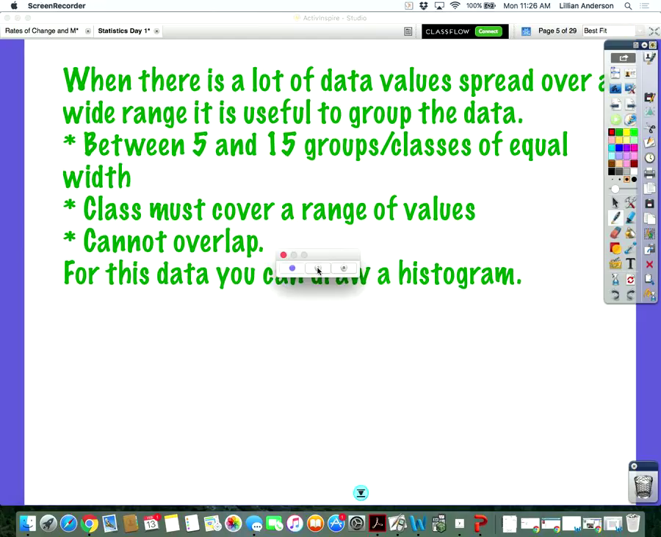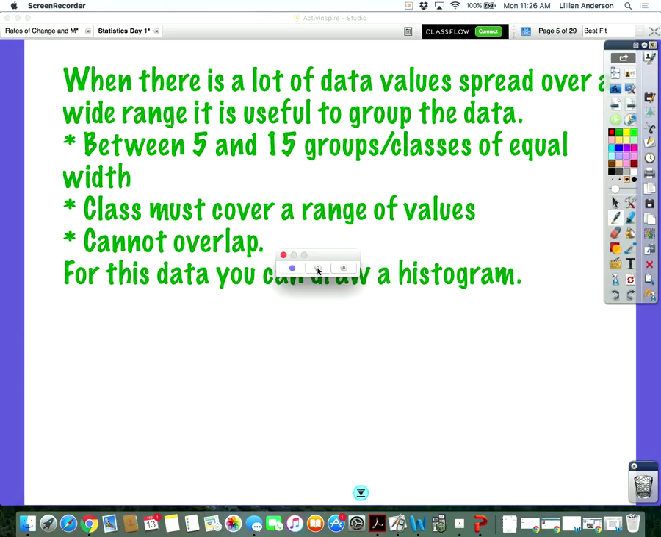Now, when there's a lot of data spread out over a wide range, sometimes it's more useful to group the data. If you ever have to do a grouped frequency table, you want to make sure that you have between 5 to 15 groups. Sometimes these groups are called classes of equal width. So you don't want to have one group that goes from like 1 to 5, and then the other group that goes from like 6 to 20. They have to be of equal width. The classes cover the range of values that fit your data. And lastly, they cannot overlap. So when you're doing your intervals, the intervals cannot overlap.